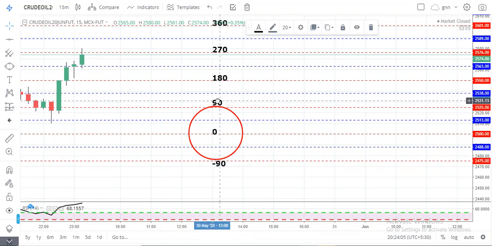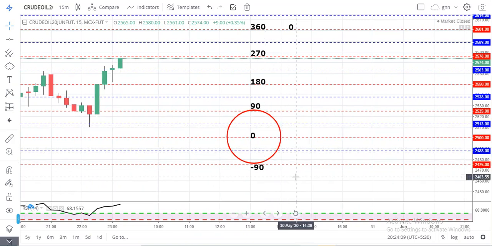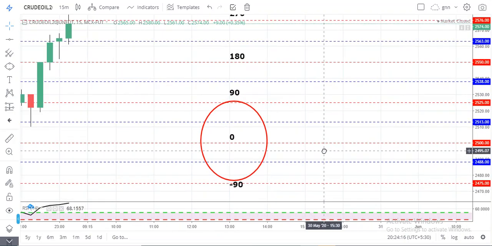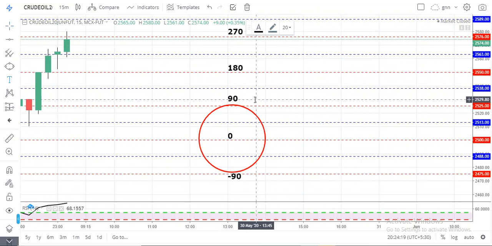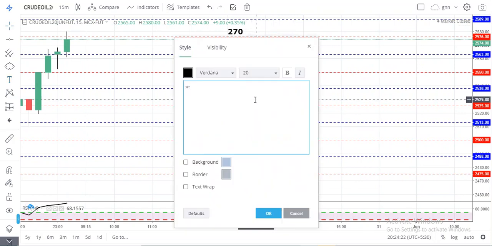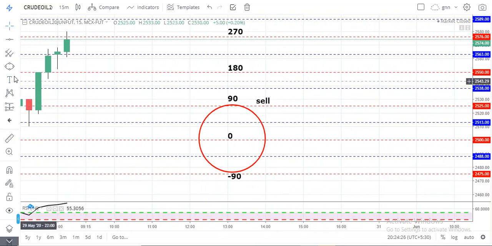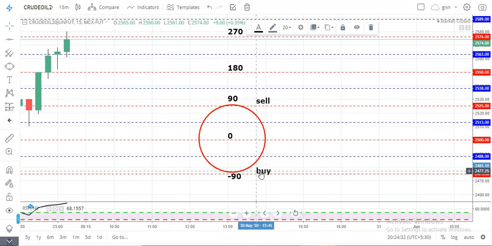I think you all have experienced this range bound market. Sometimes it will trade within 50 numbers for some time. So if I am keeping this 2500 as 0, then first sell at 90 degree and buy at minus 90 degree. Here I have to maintain a stop loss.